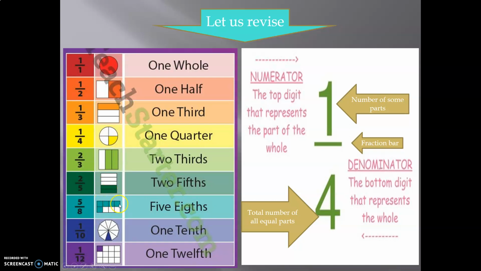Now take a look to the next shape. 1, 2, 3, 4, 5, 6, 7, 8. 8 equal parts. The total number of parts is 8, so we put it down in the denominator. And you colored 5 parts out of these 8 parts. So you colored 5 out of 8 in green. Let's move on.